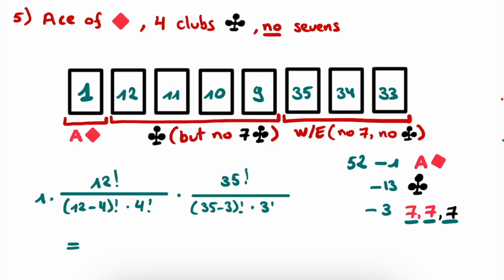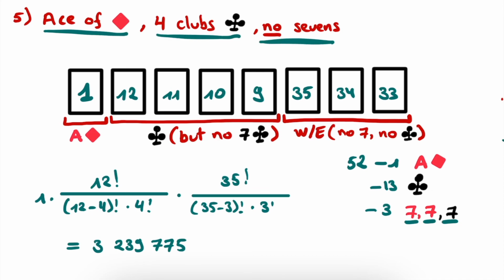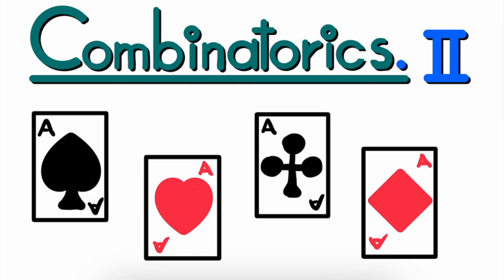Running this through a calculator, we find a total of 3,239,775 possible combinations of 8 cards, of which one of them is the ace of diamonds. There are exactly 4 clubs and there are no 7s present. And this brings us to the end of this video, and I hope that you're now more familiar with how to solve these problems of combinatorics.